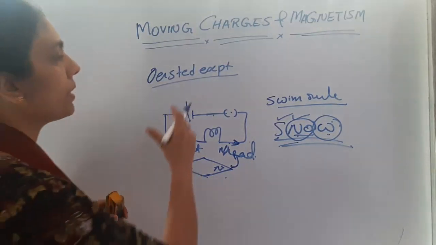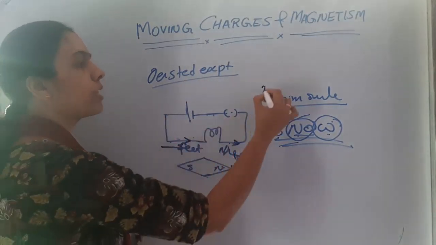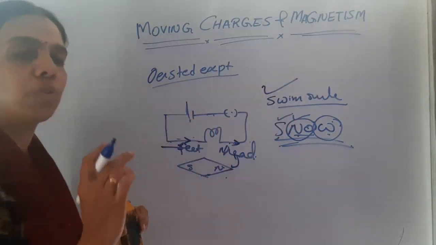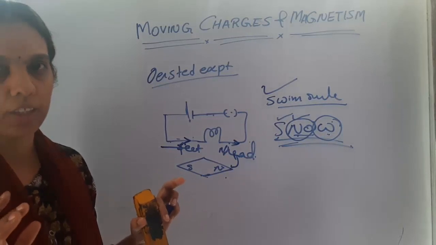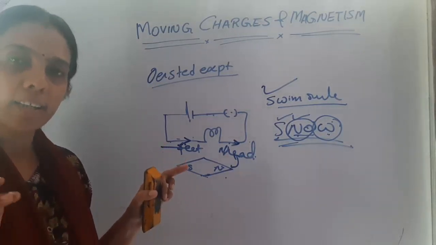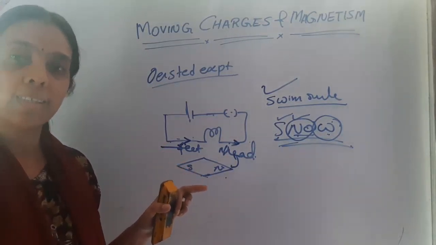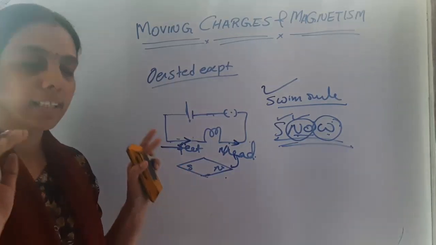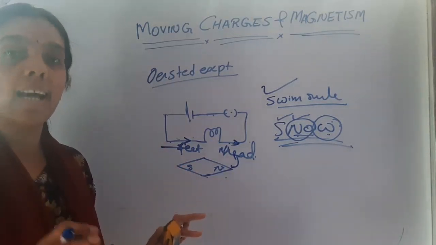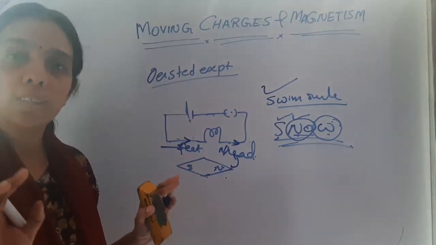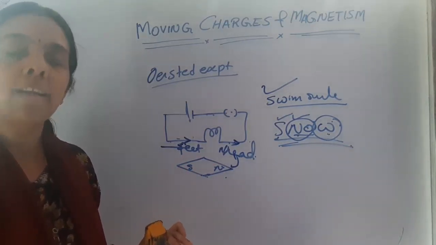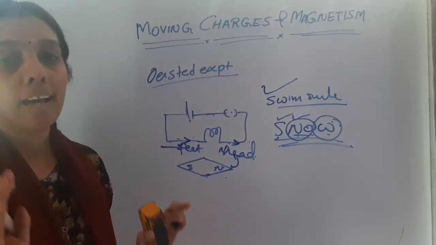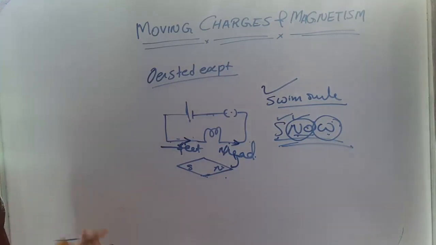So depending on that you can find it. If you know the swim rule, it is easy to find out the direction of deflection. When a person is swimming and the current is moving from his feet to head and he is looking at the magnetic needle, the north side of the needle will be deflecting towards his left hand. That is Ampere's swimming rule.